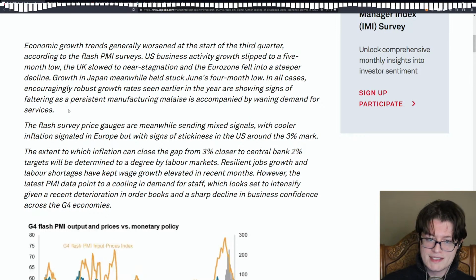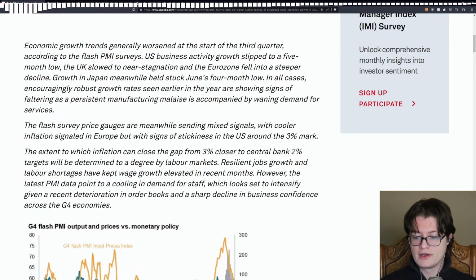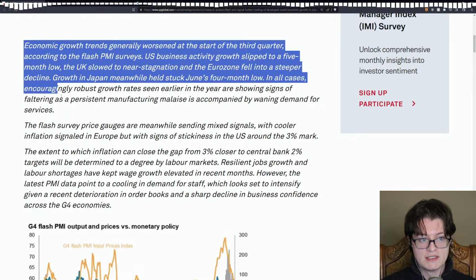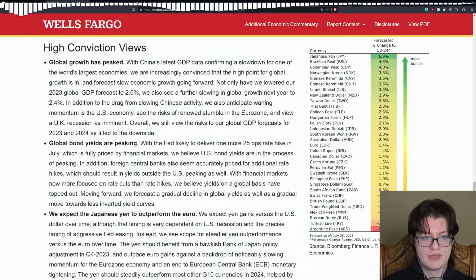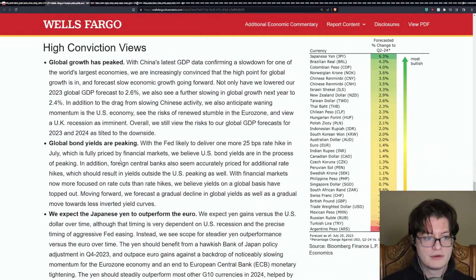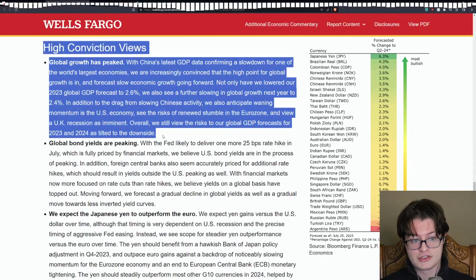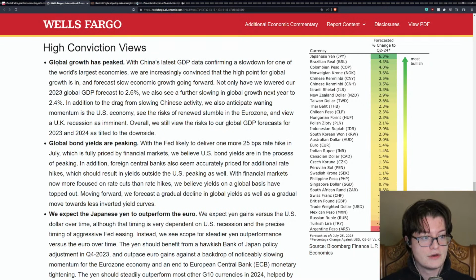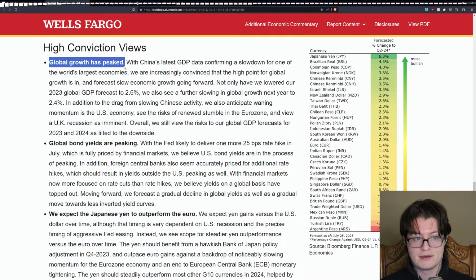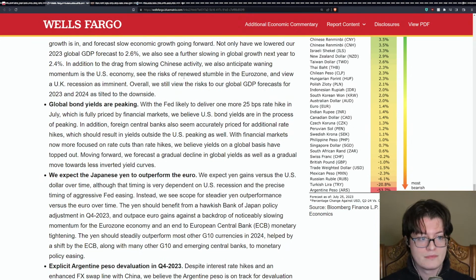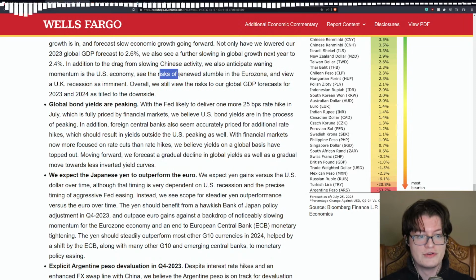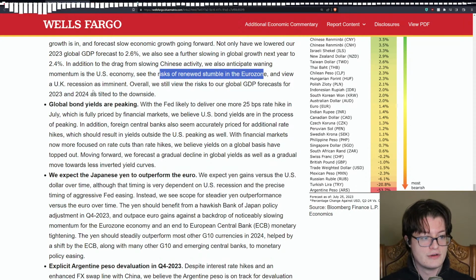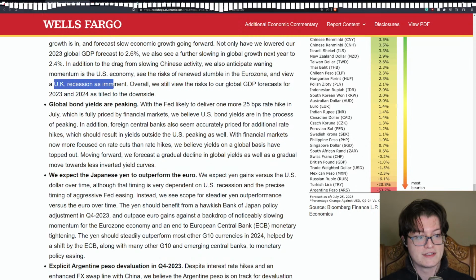I would anticipate that now, considering that we're seeing follow through with these PMIs, and it's not just the PMIs. When you go and read this outlook, here are the high conviction views. Look, global growth has peaked. Check this out. Momentum in the US falls, renewed risks in the Eurozone. The UK recession is imminent.